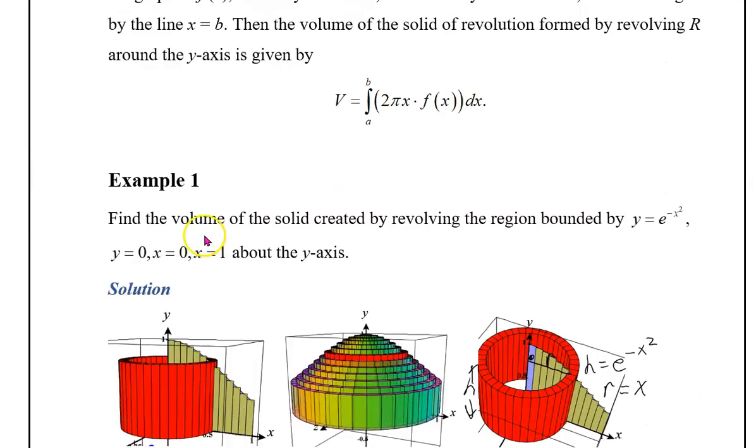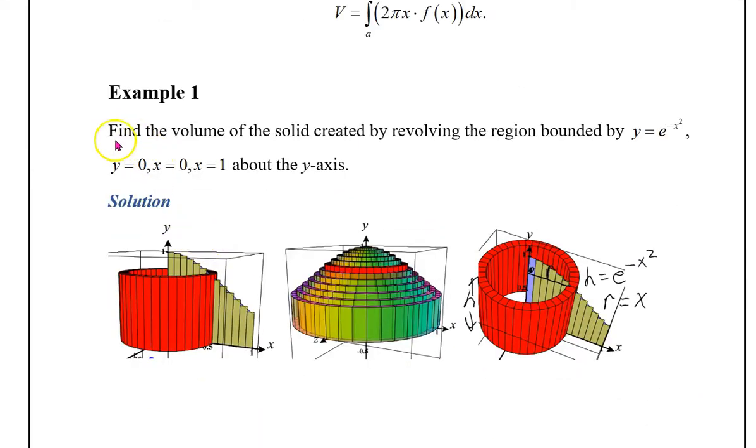Let's now look at example 1. In example 1, we want to find the volume of the solid created by revolving the region bounded by y equals e to the negative x squared, y equals 0, x equals 0, and x equals 1 about the y-axis. The first thing to do is graph the region so you know what R looks like.